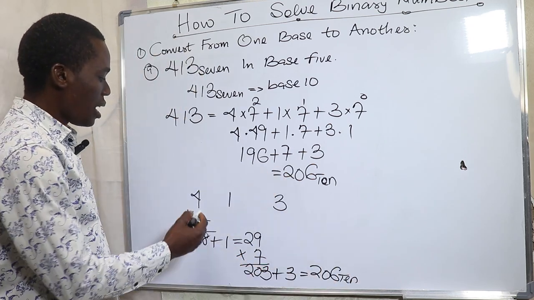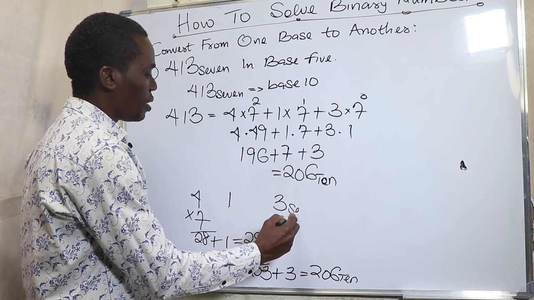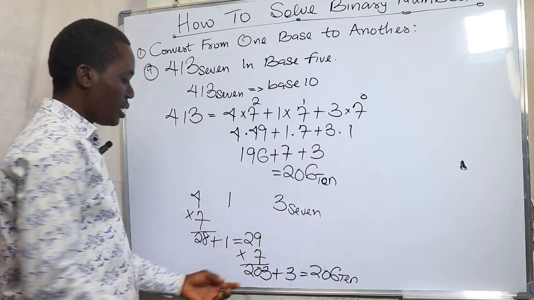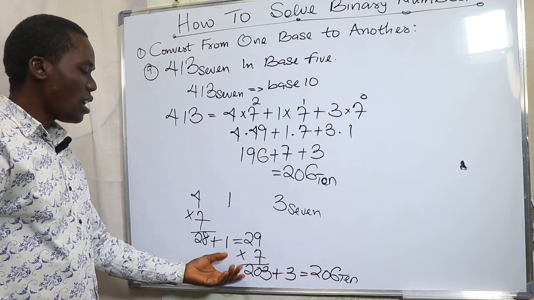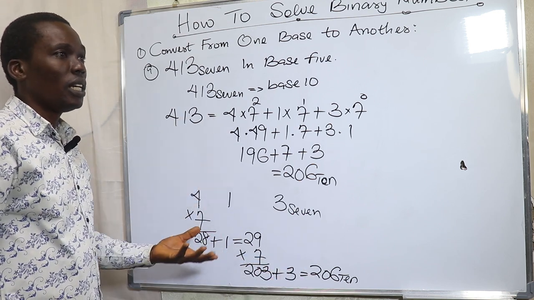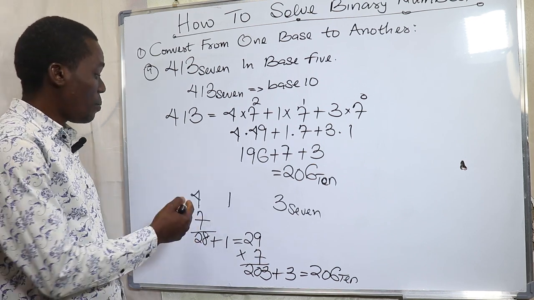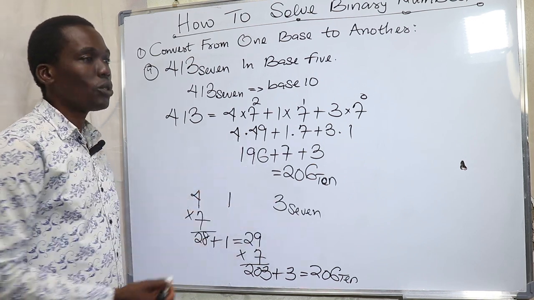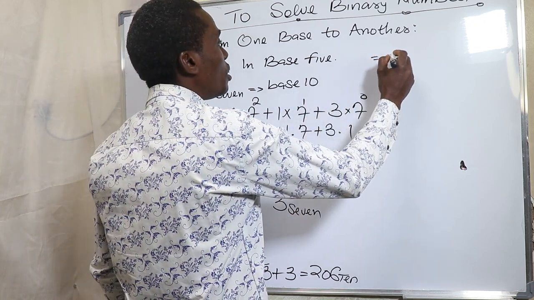So that means I've done the 413 of base 7. I've finally converted it to what? To base 10. So you see, any of these steps you want to take, you can find it very easy to convert. So remember, this is method 1 and this is method 2. Now we have finally gotten this to become what?